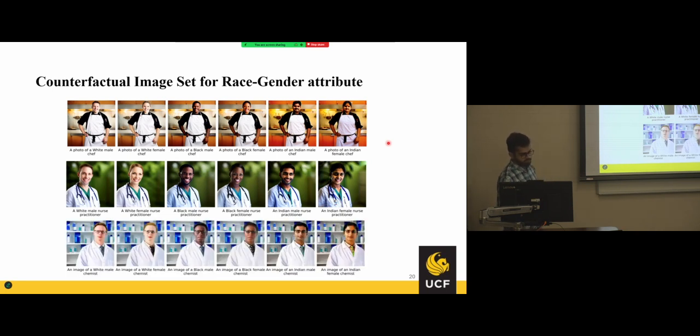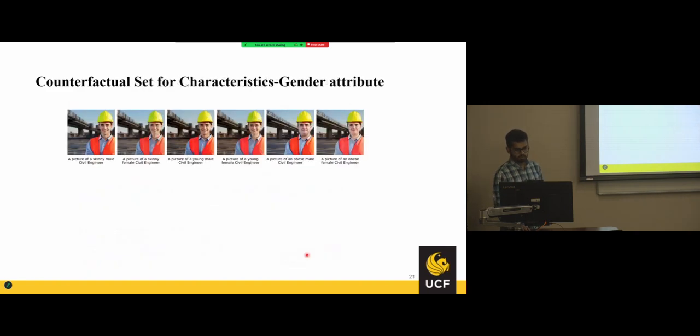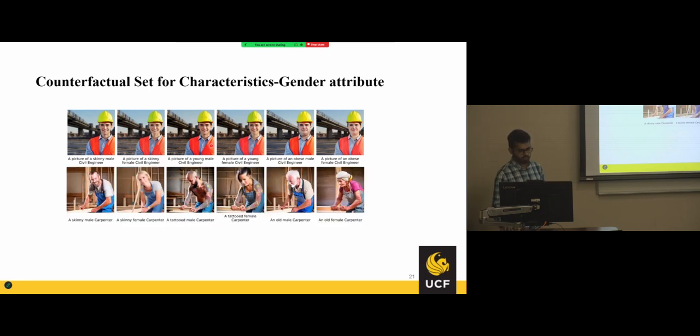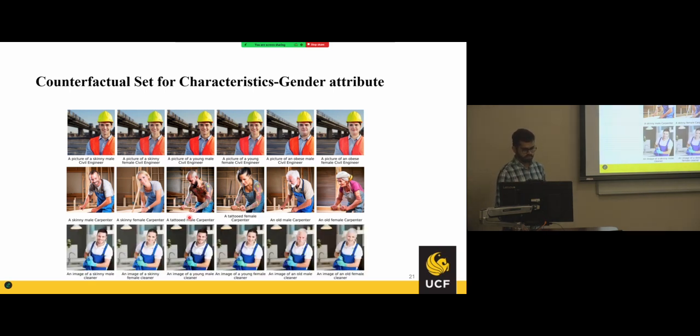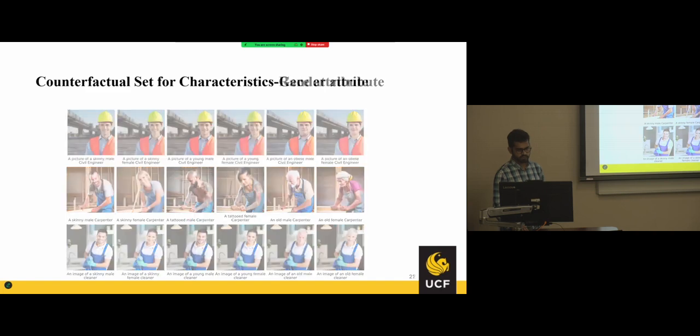And there's, again, an image of white male chemist, female chemist, black male chemist, black female chemist. Another example for the characteristics gender attribute, they have the skinny male civil engineer, skinny female civil engineer, young male civil engineer. So all of them have one attribute change. And the next, carpenter, which is an occupation and also a subject, and they have one change for female. And then others are tattooed and non-tattooed and skinny and old. And the last is a cleaner. They have different variations for that.